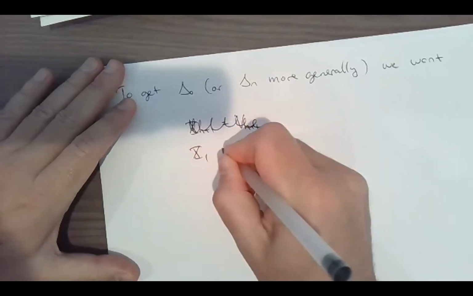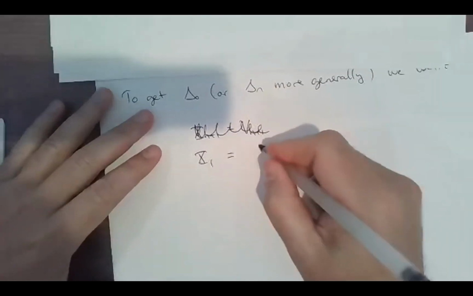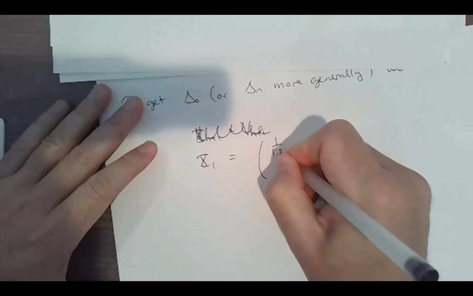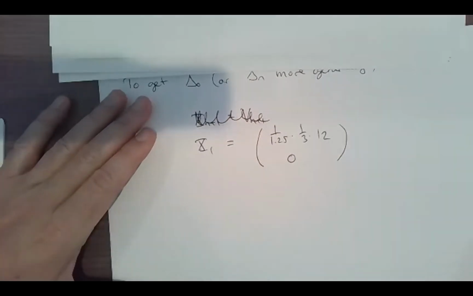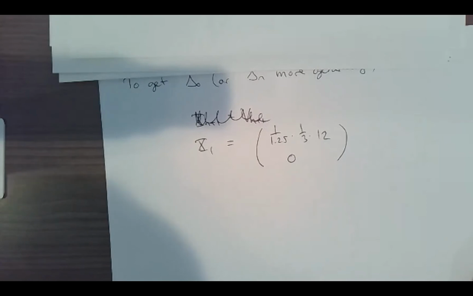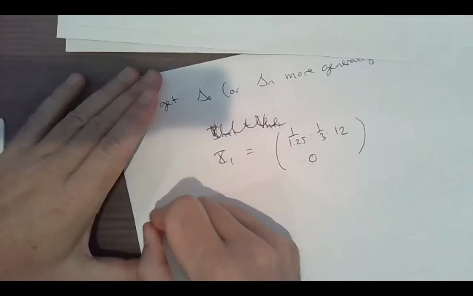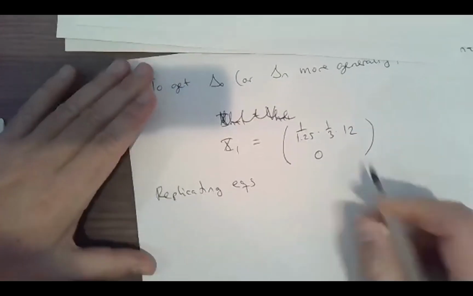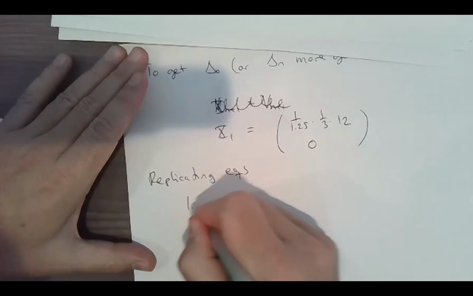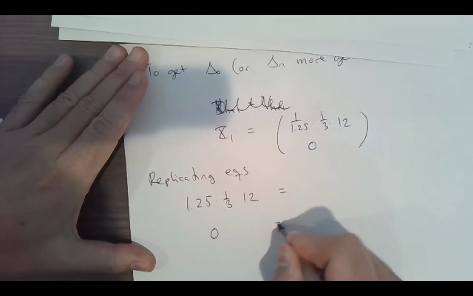Right, I want my wealth at time 1 to have these two values. So in the up state, I want 1 over 1.25 times 1 over 3 times 12. In the down state, I want a 0. And then we write out what the replicating equations are. There are going to be two equations. This is going to be 1.25 times 1 over 3 times 12. This is going to be something, and then 0. This is going to be something else.